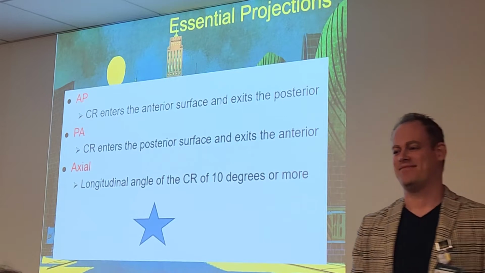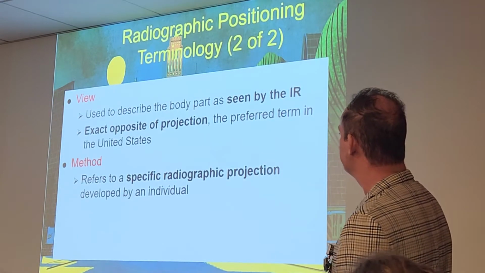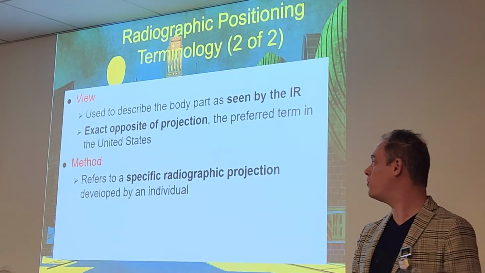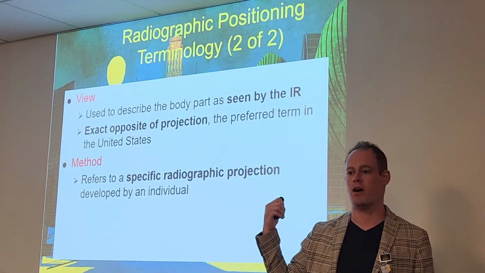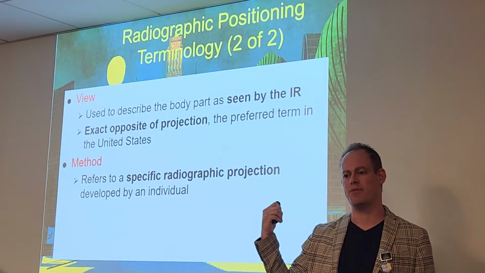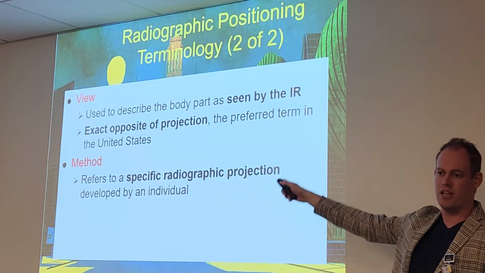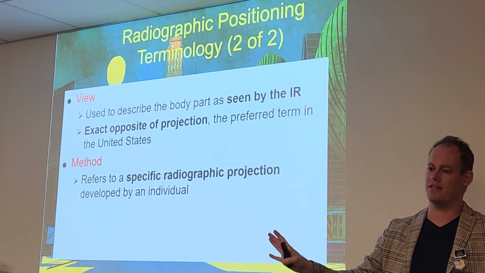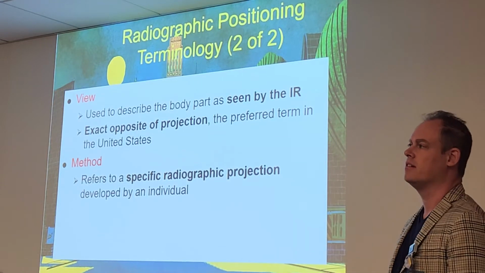So what do you mean by exact opposite of the second line, exact opposite projection? So it's basically, when we say projection, we're talking about the path of the beam. This is not talking about the path of the beam. It's actually talking about what we are visualizing. It says opposite because a lot of people mistakenly use that in place of projection, but view is simply: what am I looking at? What's the part I'm looking at? No more complicated than that.